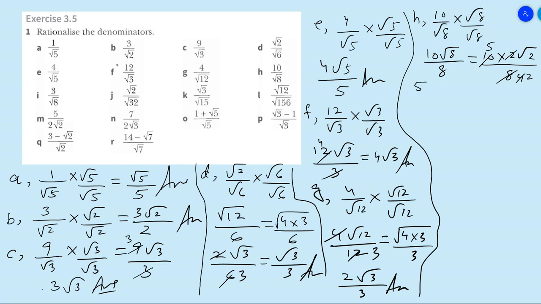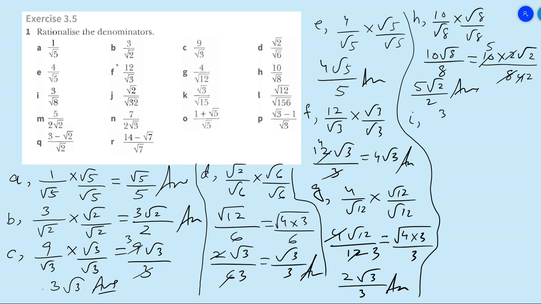5 root 2 upon 2. And you are seeing in these type of questions, calculator is not required. Calculator is allowed, but you can do each and every part without calculator. And if you need, then go ahead. Come to part I.